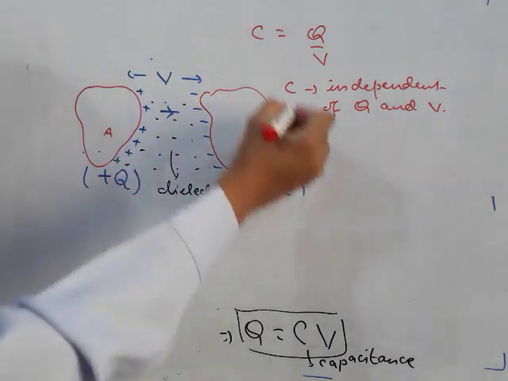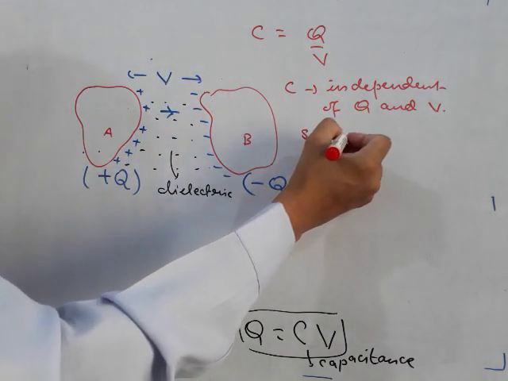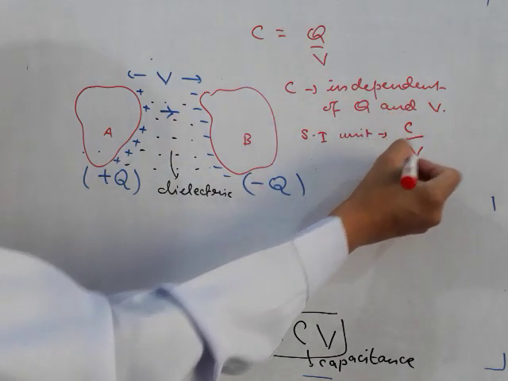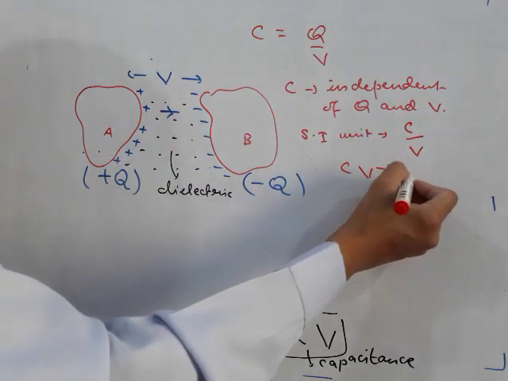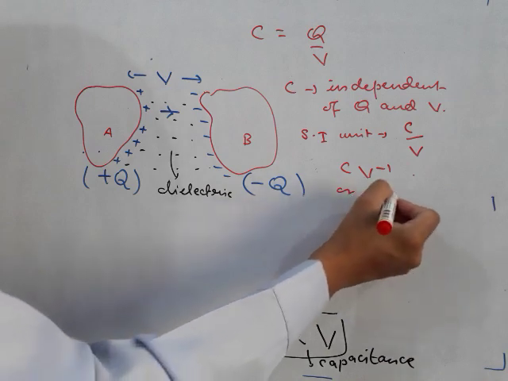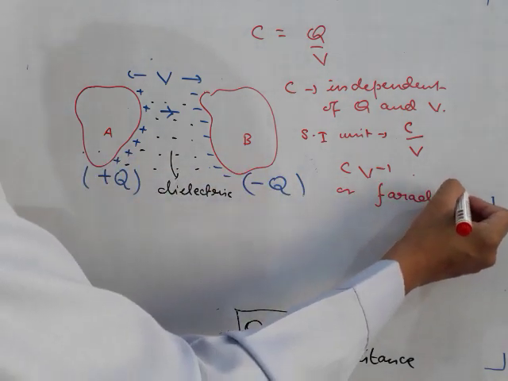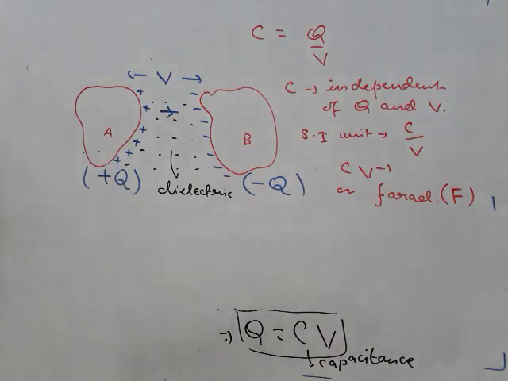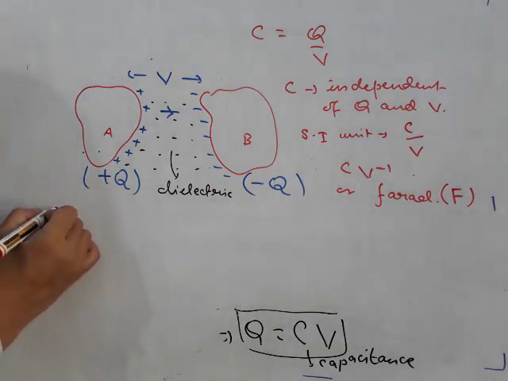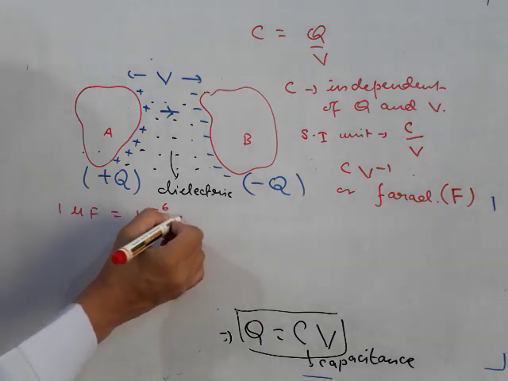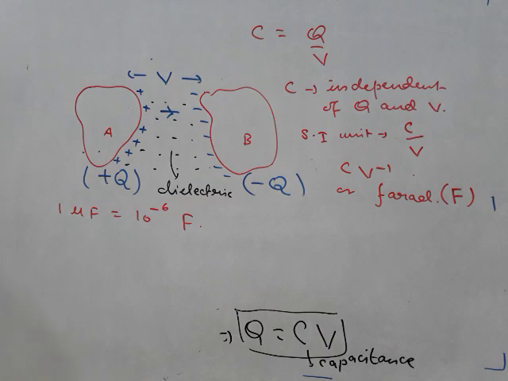This capacitance has an SI unit, you can see coulomb per volt, we can write it like so. This unit is also called farad. So this is the SI unit for capacitance. Farad, in symbol we write it as capital F. But since it is a large unit, we use smaller units like microfarad. So 1 microfarad will be 10 to the power minus 6 farad, and so on.